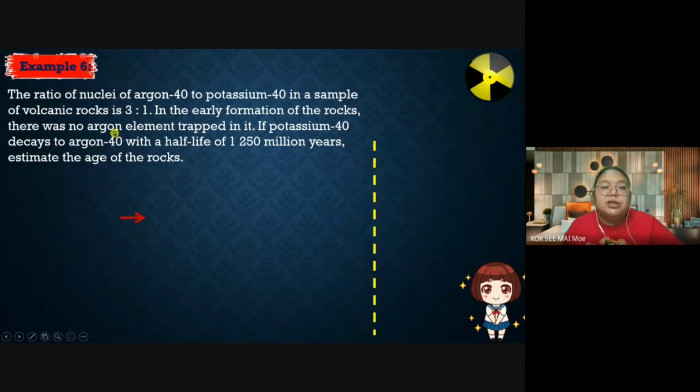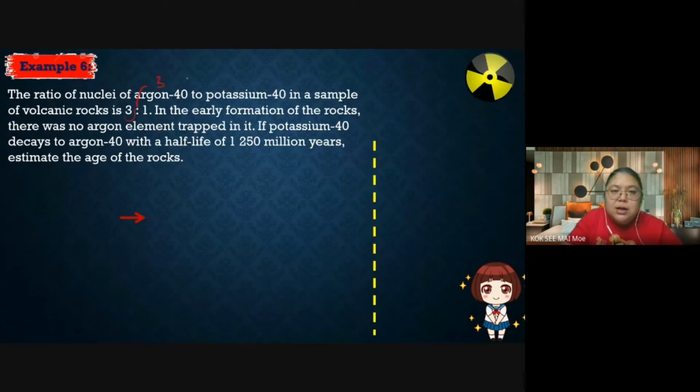Okay, the ratio of the nuclei for argon-40 to potassium-40 in a sample of volcanic rock is 3:1. Argon 3, potassium 1. In the earlier formation of the rock, there was no argon element, which means when starting, argon is 0. Potassium-40 decays to argon with a half-life of 1,250 million years. Estimate the age of the rock.